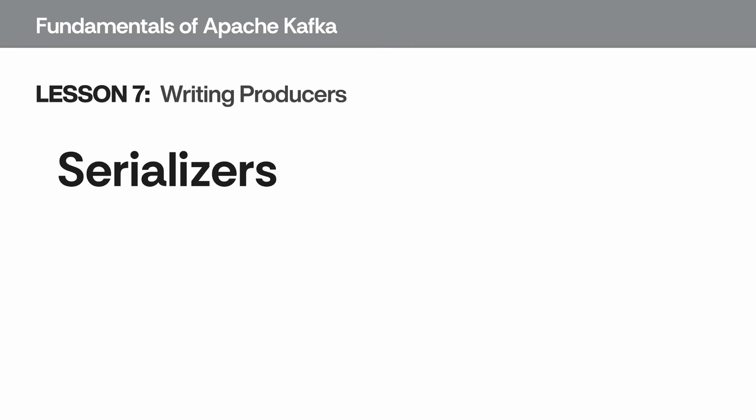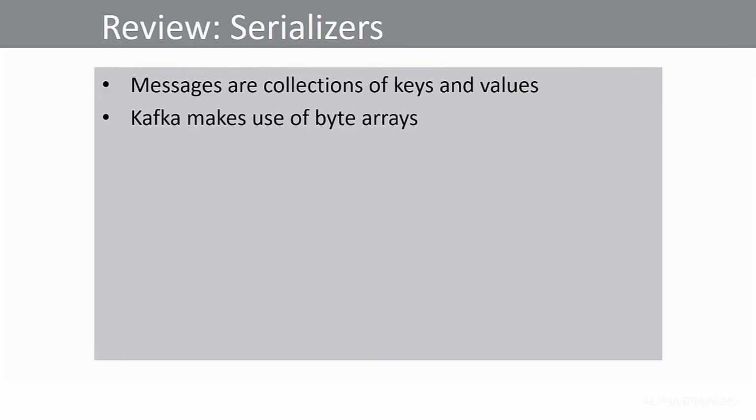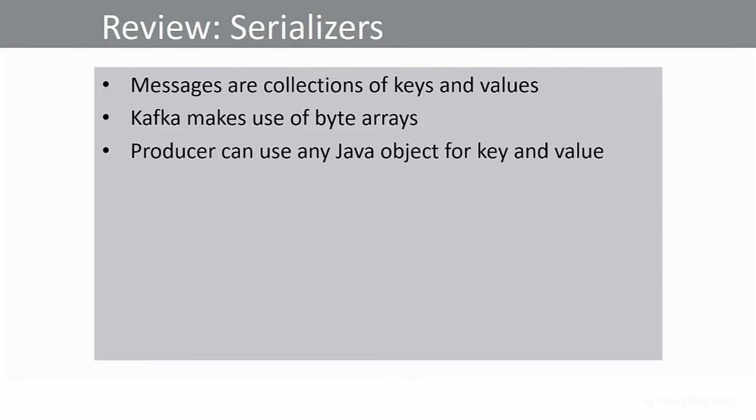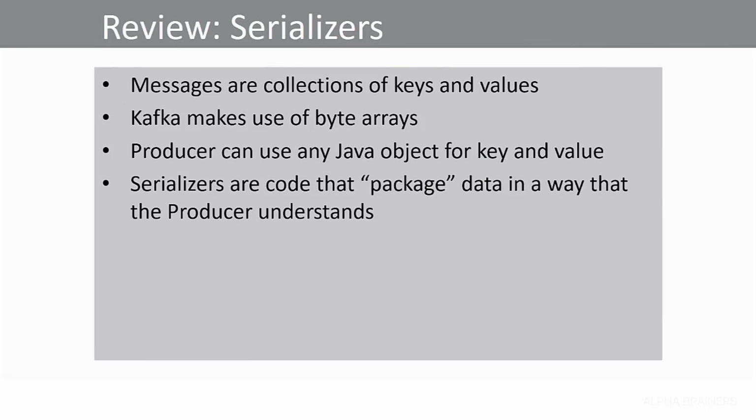All right, so in this next section, we're going to talk about serializers in more detail. Let's start off with a review of what we already know about serializers. Remember that messages are basically a collection of keys and values. While Kafka makes use of byte arrays, the producer can use any kind of Java object for the keys and the values. A serializer is basically a way of encoding the key and the value in a way that the producer and eventually the consumer will understand as well.